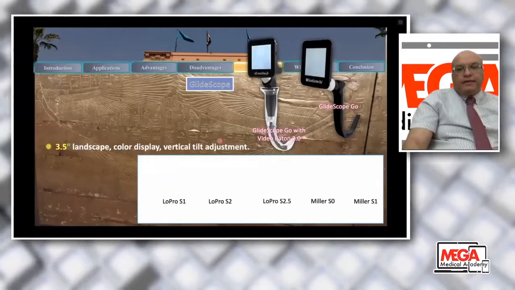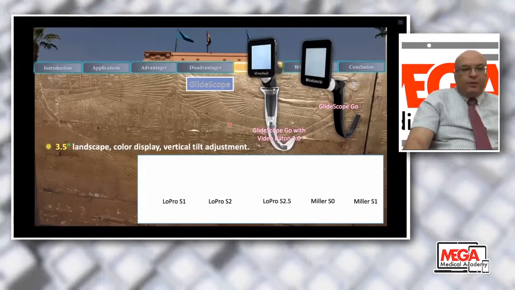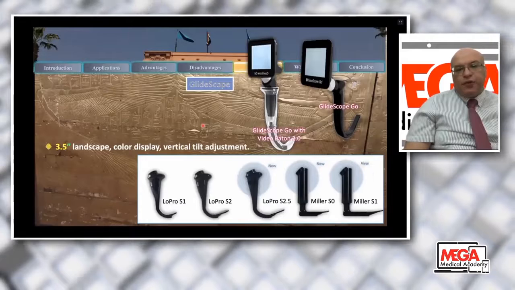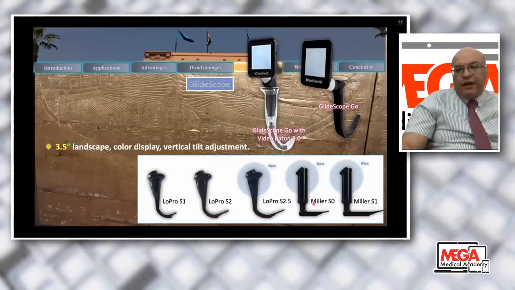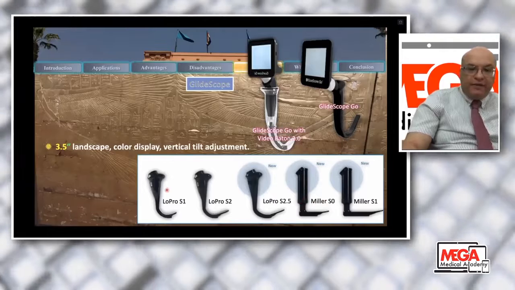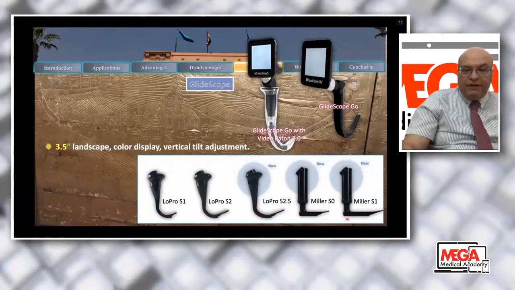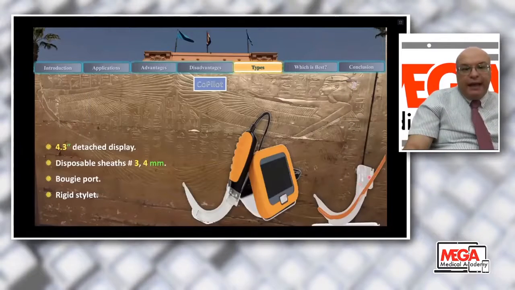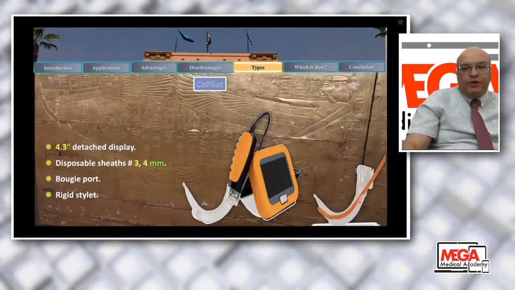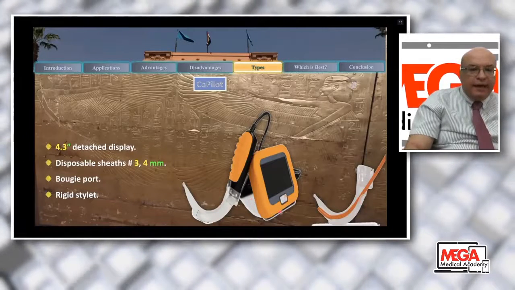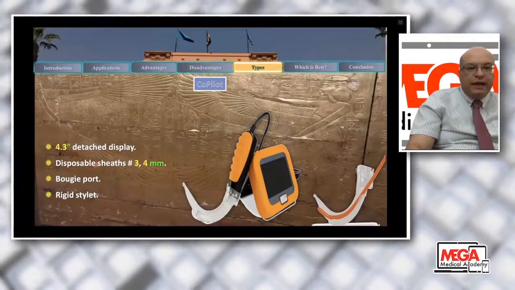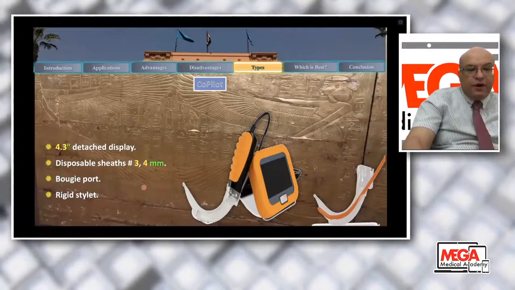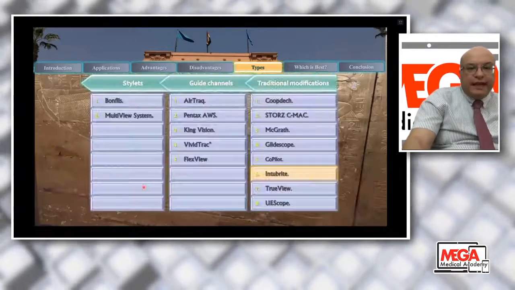GlideScope Go has a 3.5-inch landscape screen, which is available also in size LoPro S1 to 2.5, 0 and 1 as well. For curved blades, 3 sizes, 1 to 2.5, and the straight blade 0 and 1. Co-pilot has a blade with a port allowing introduction of a bougie. There is a remote screen, a 4.3-inch detachable screen. The blades are disposable, available in size 3 and 4, and provided with a rigid stylet.